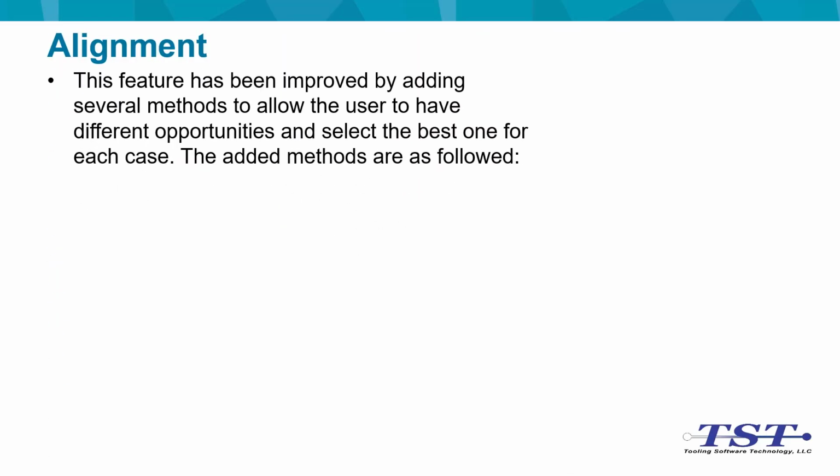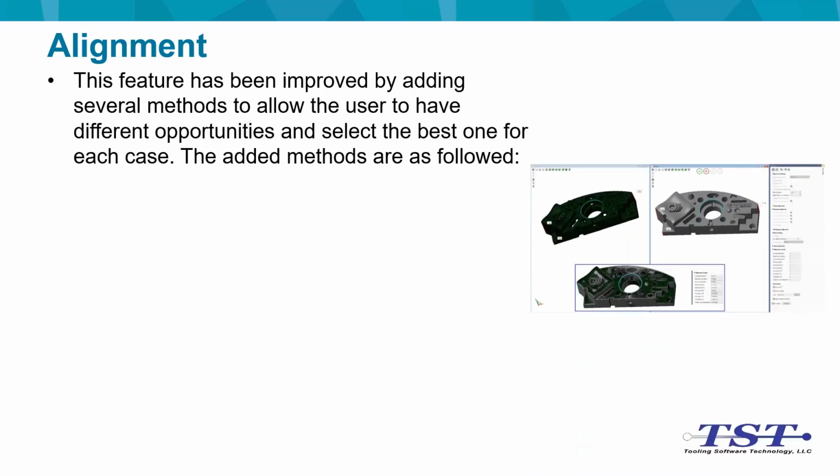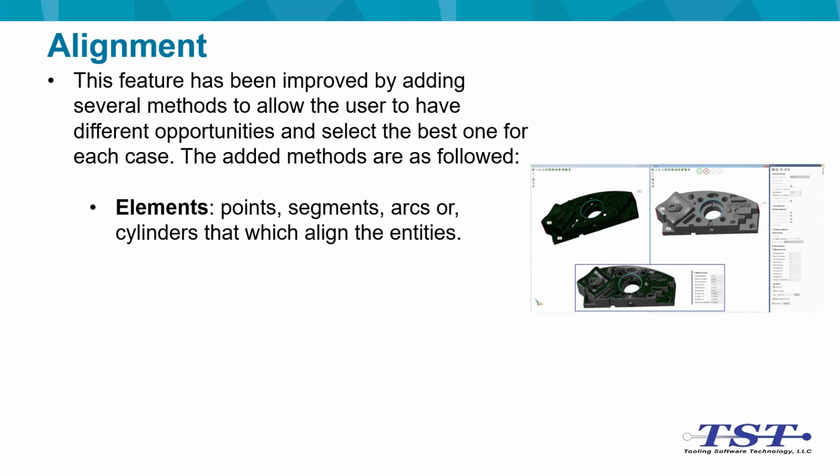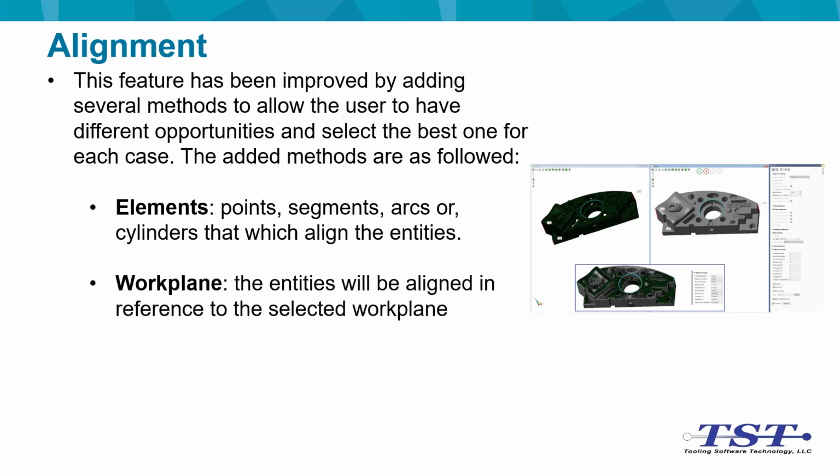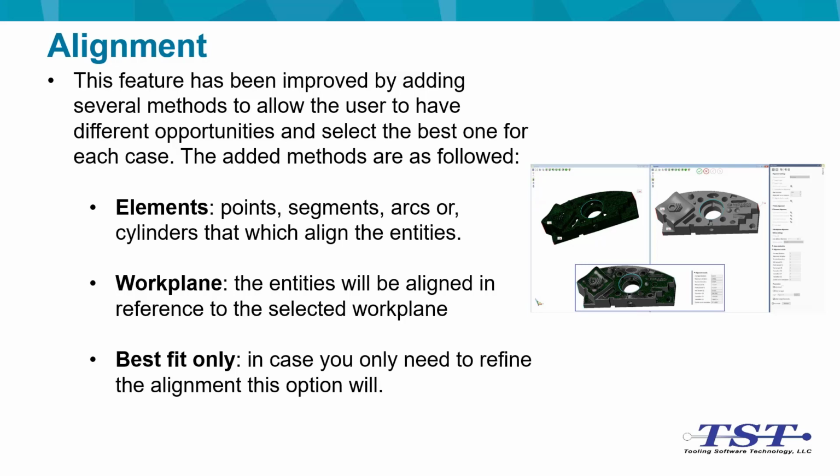Within alignment, this feature has been improved by adding several methods to allow different opportunities and selection for the best of each case. So the added options are elements, so you can choose between points, segments, arcs, radiuses, cylinders to align the entities to. Work planes, this will align it to a reference work plane. And best fit, in cases you only need to refine the alignment, this option will allow you to do that.